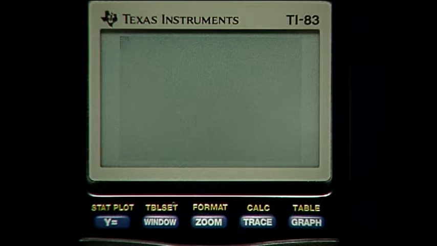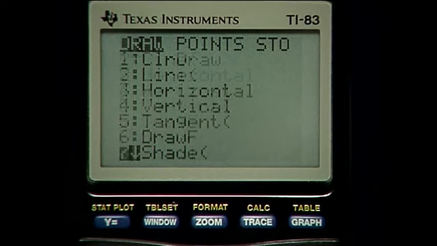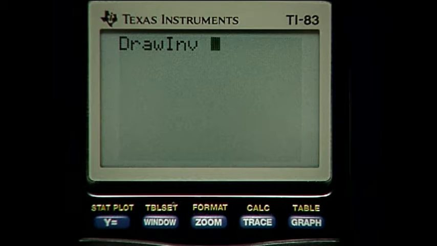From here, we access the draw menu. To do that, press second and then the button marked program. The second function on program is draw. So it's second, and then we're accessing draw. Here's the draw menu. Let's cursor down. There are a number of options here, and it's option number 8 that we want. Here's draw inverse. When we press enter, here's what shows up.